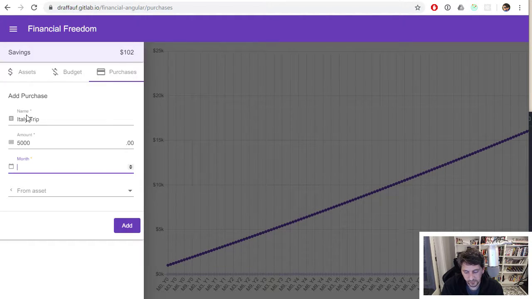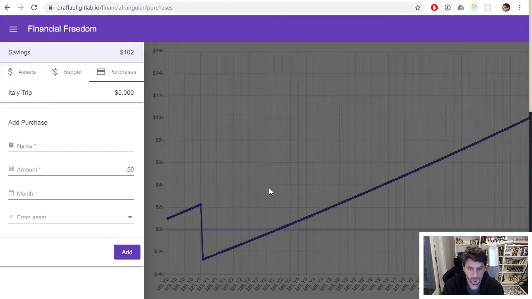But let's say we were really excited about this and we wanted to do it in a year. So we'll just put in 12 months from now. And we'll say it's going to come out of savings. We'll go ahead and add that. Well, you can take a look here at what happens right away. Our savings and our net worth are going up and up and up. We get to a little above 2,000, and then all of a sudden we plummet to negative, I don't know, what is that? Almost negative 3,000, I guess.